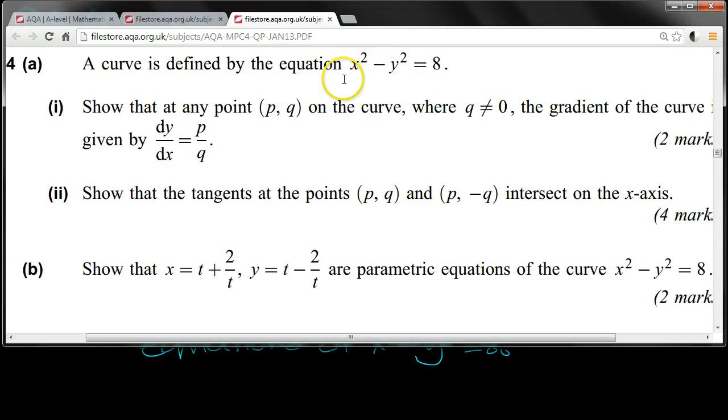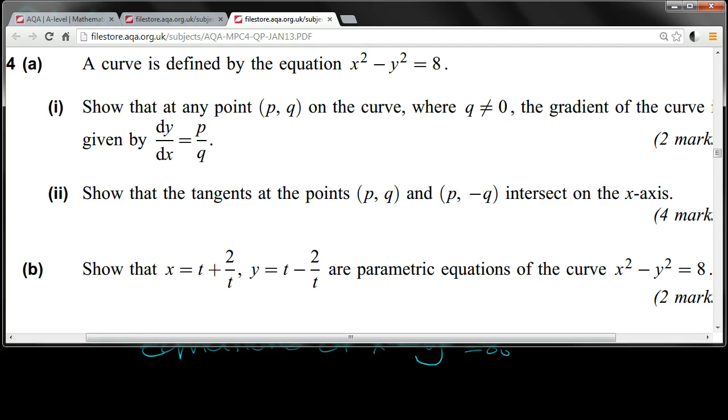This is the curve then. Show that at any point PQ on this curve, the gradient is given by this. Show that the tangents at this and this point intersect on the x-axis, and show that these two equations are parametric equations of this curve. So there's the question then.